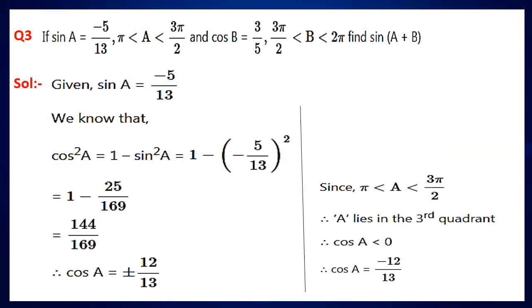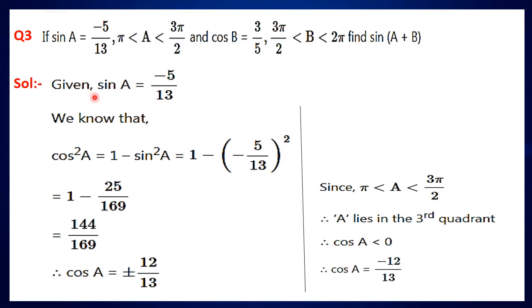Question number 3. If sin A is equal to minus 5 upon 13, where A lies between pi and 3 pi by 2, that is the third quadrant, and cos B is equal to 3 upon 5, where B lies between 3 pi upon 2 and 2 pi, means what? Fourth quadrant. We need to find sin(A plus B). We know that in the expansion of sin(A plus B), we need sin B and cos A also. But cos B is given here. So, from the given conditions, we will find out the required quantities.